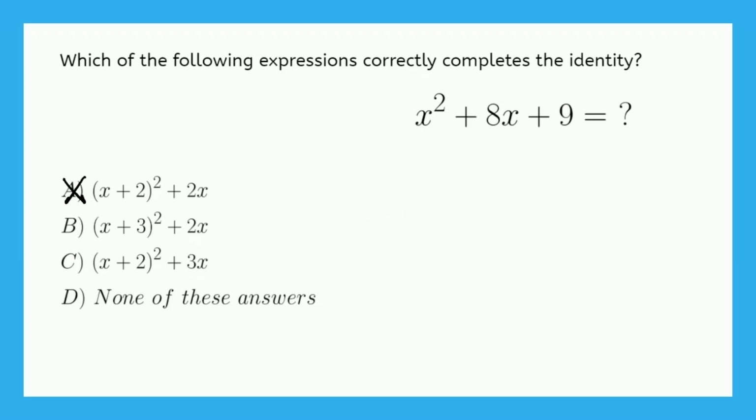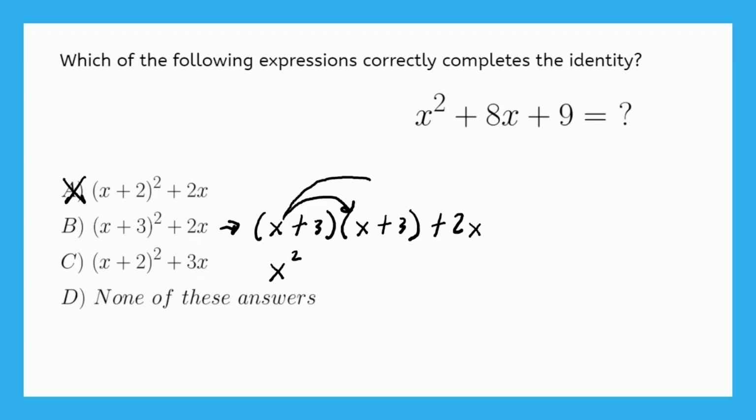Now let's test option B. So x plus 3 squared plus 2x is what we're going to try to rewrite. So we could write this as x plus 3 times x plus 3 plus 2x. So let's multiply these out. x times x will give us x squared. x times 3 is 3x, so plus 3x. And then 3 times x is 3x. So once again, plus 3x. And then lastly, 3 times 3 is 9. So plus 9. We still have plus 2x.